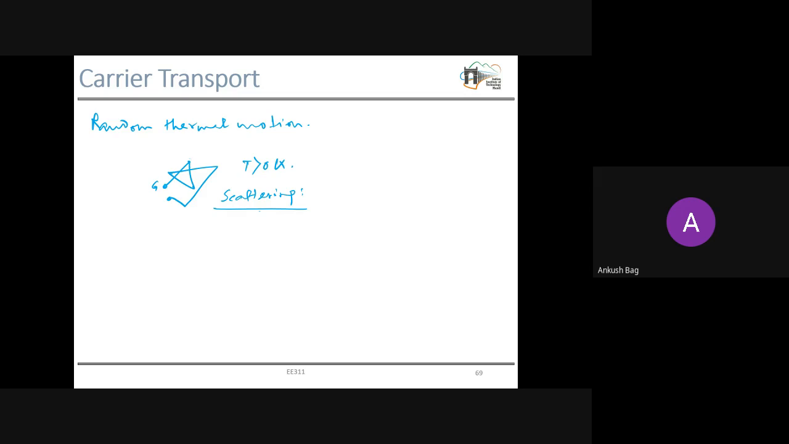So after generating an electron here, it is getting scattered at this point. At this point there might be some other electron, some other hole, some neutral atom, or some other ionized atom. These are the three or four entities you can consider here that cause this electron to get scattered in another direction. So what are the scattering phenomena?